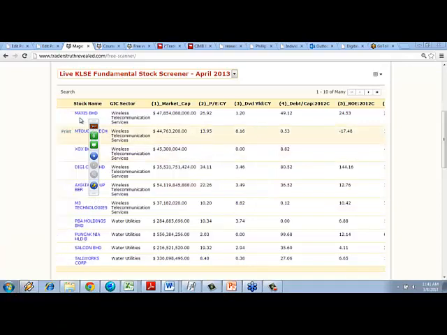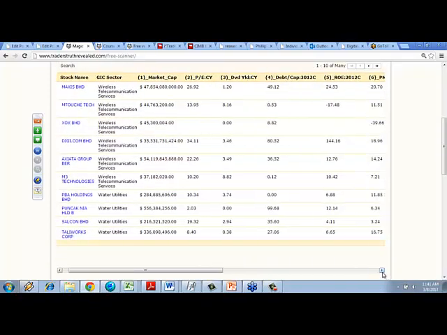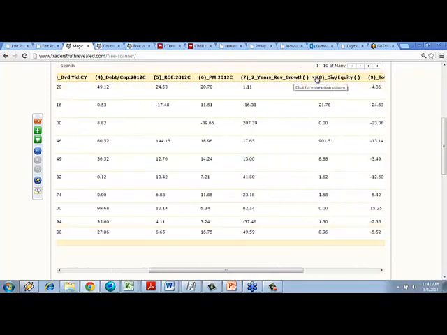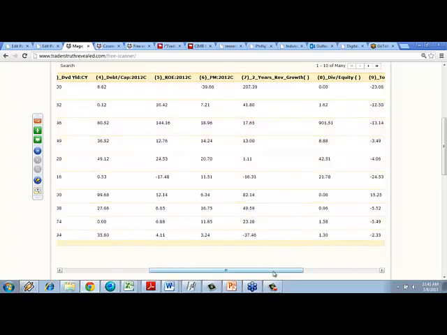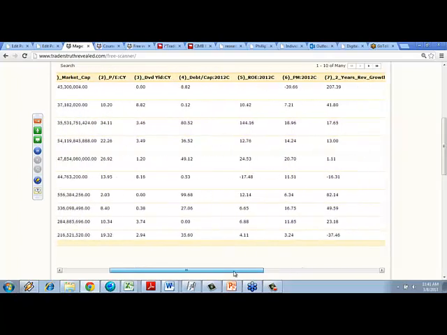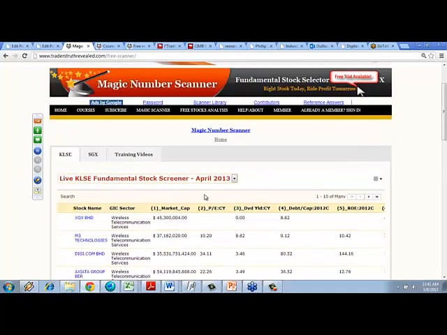So what you can actually do is look at the 2-year growth rate, and you can sort it in descending order. So you can see the 2-year growth rate. This is really good. You can see whether it is ascending or descending.